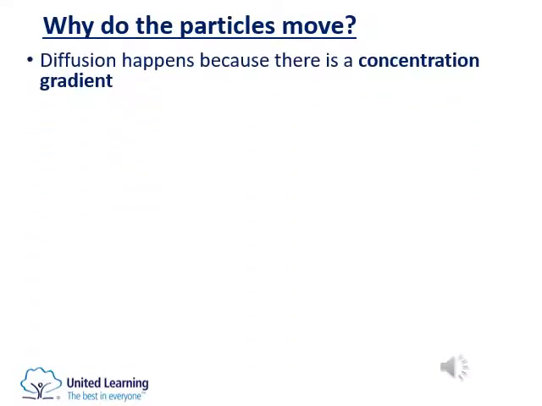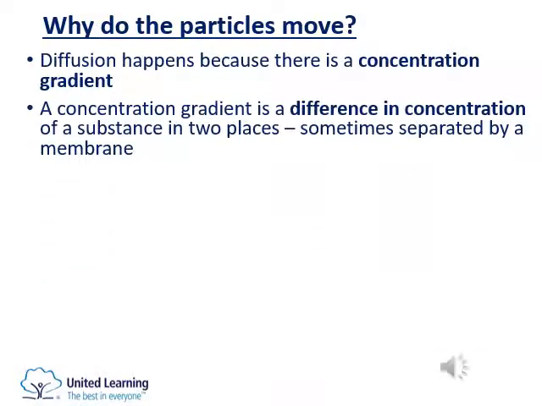Why do the particles move then? Why don't they just stay where they are? Diffusion happens because there is a concentration gradient. I always think of this like if you were on a bike at the top of a really steep hill, so you're high concentration, and then you lifted your feet off the floor and didn't pedal. What would happen is you would move down to the lower concentration. A concentration gradient just means that there's a difference in concentration in two different places. So on one side of the room there are much more particles compared to the other side of the room.